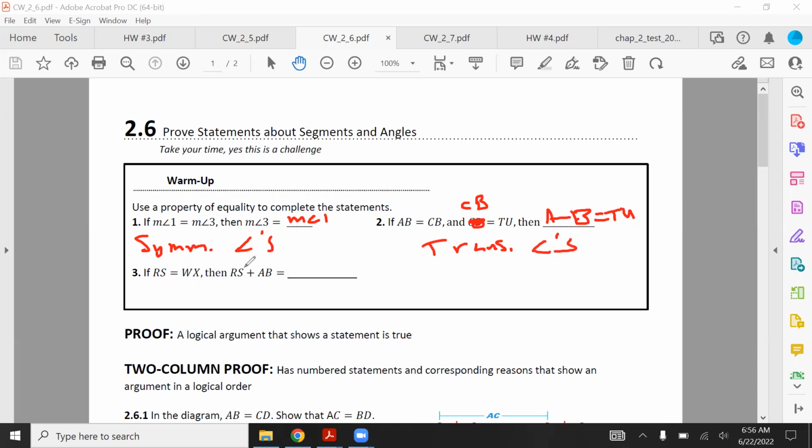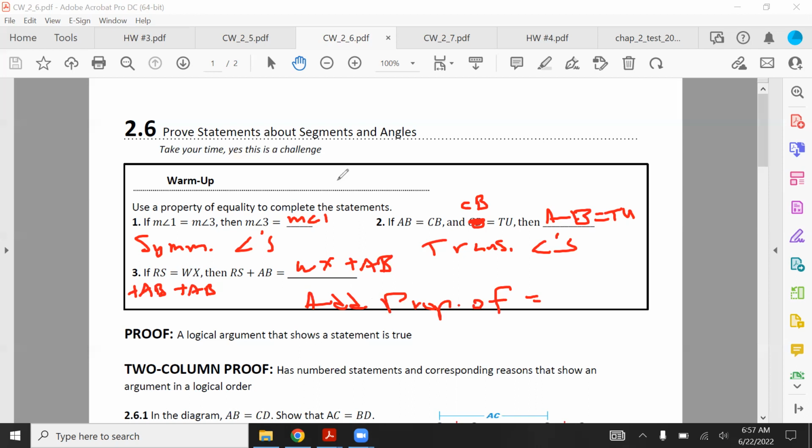And then here, if RS equals WX, I don't know. Oh, then you're adding something to both sides. Got it. Okay. WX plus AB. So you're adding AB to both sides. Got it. I was a little thrown for a loop there. We call that the addition property of equality because you're adding the same thing to both sides. Okay, so hopefully that doesn't seem too bad.